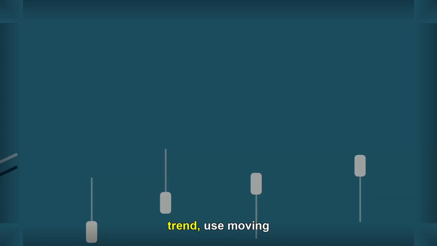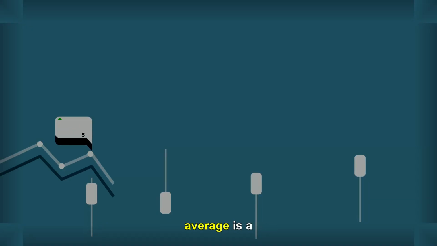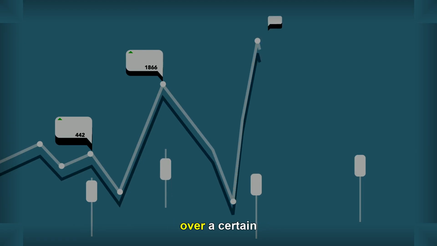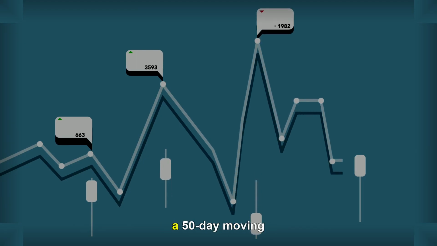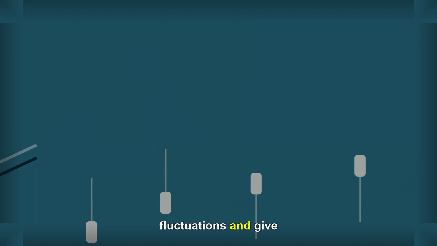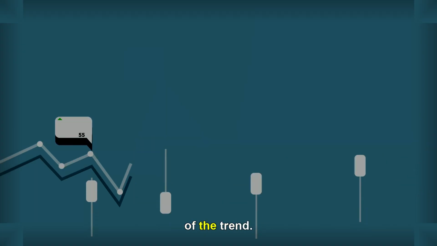To analyze a trend, use moving averages. A moving average is a line that shows the average price of a stock over a certain period. For example, a 50-day moving average will show the average price of the stock over the past 50 trading days. This can help smooth out minor fluctuations and give a clearer picture of the trend.